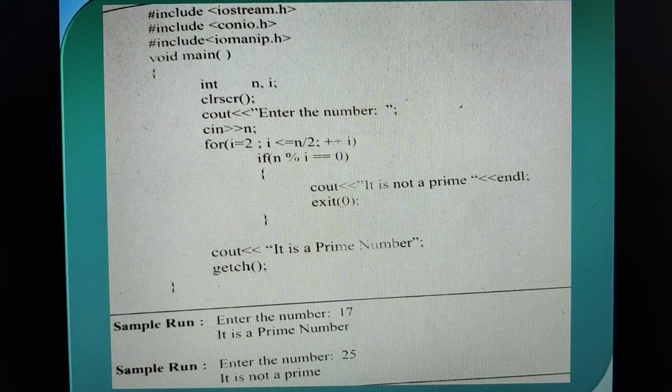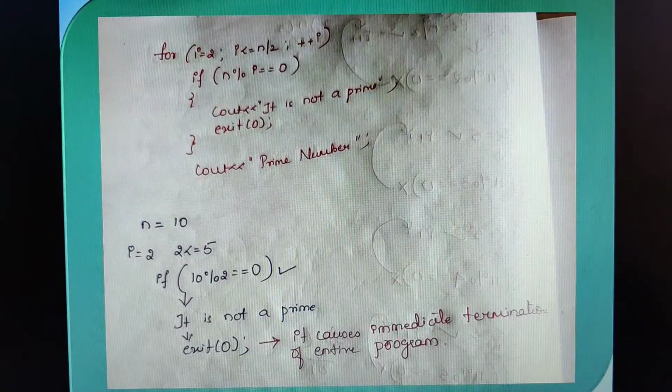Wherein it will be in the form of execution mode, or it will come out of the execution mode and the control comes back to the program. I hope you are able to understand. Now let me explain this one. The program tracing we shall see, and then I'll show you practically how the exit works.